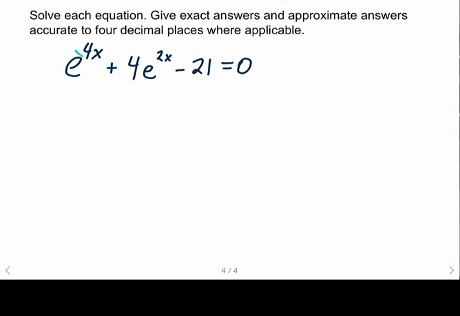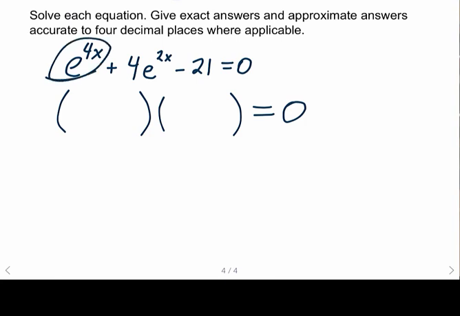You see, the first exponent is exactly double the second exponent. Therefore, we're going to factor this into a product of binomials. e to the 4x could be expressed as (e to the 2x) squared. That's what makes this quadratic in form.